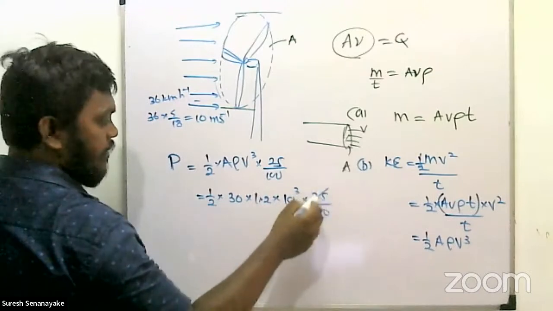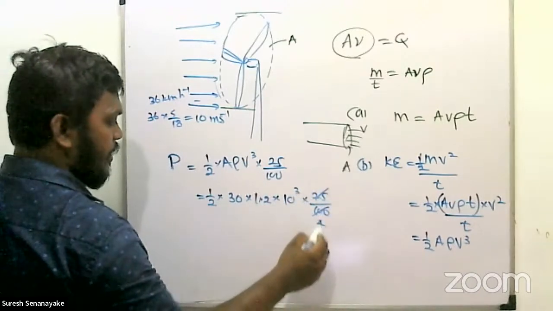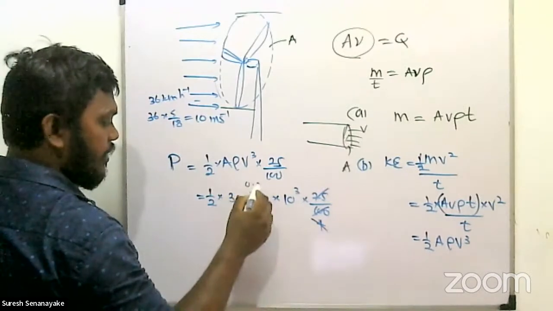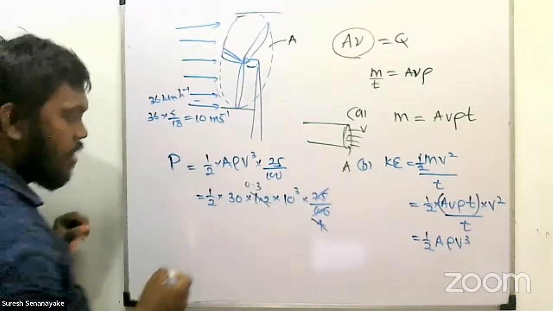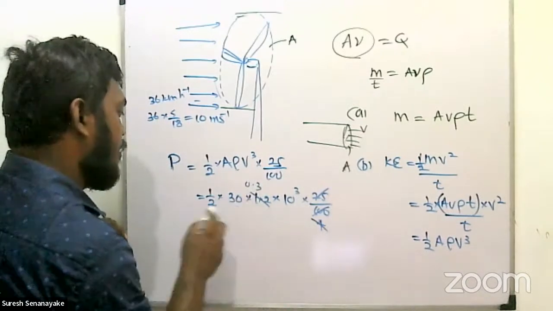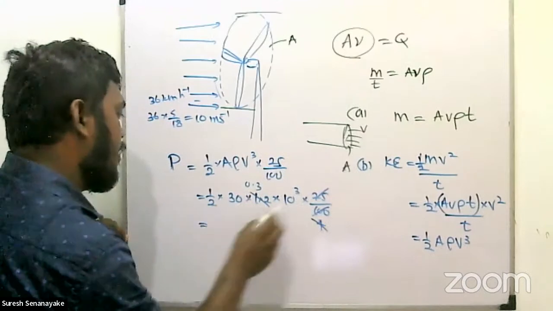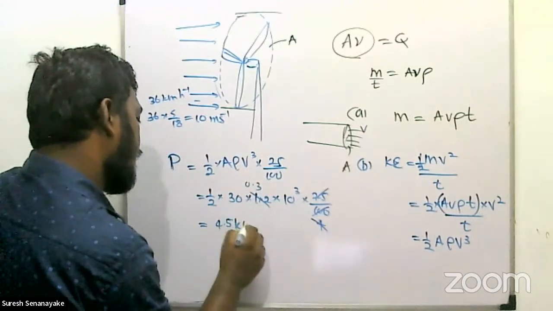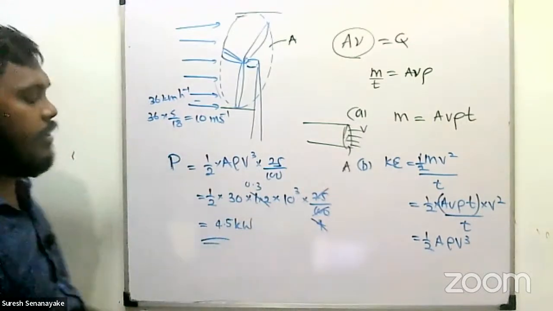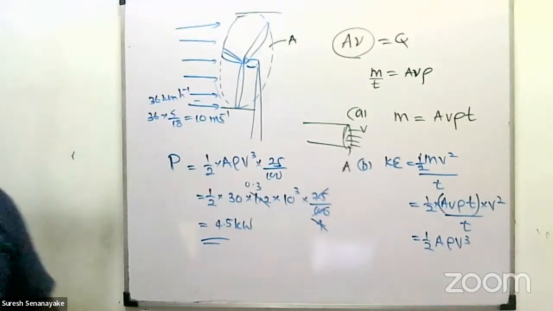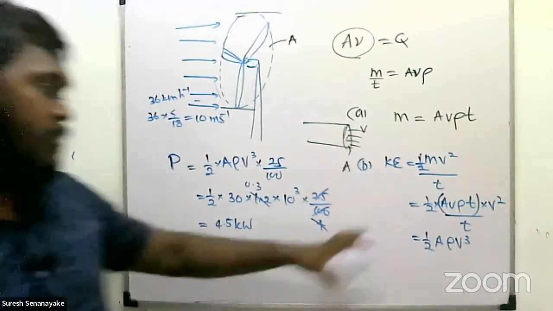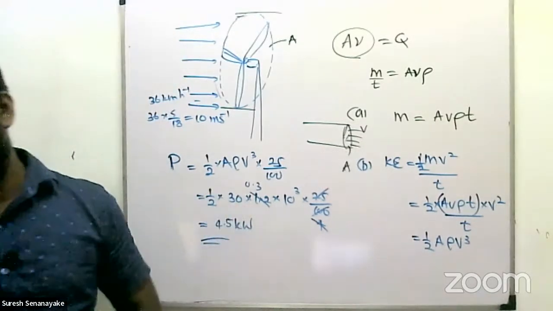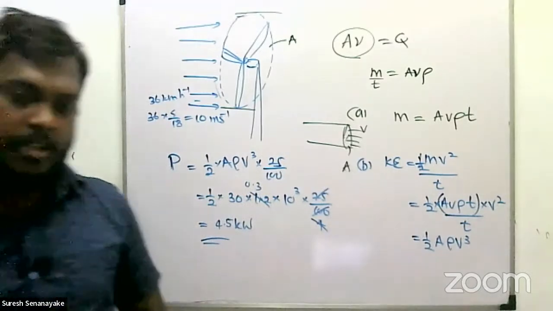And then 25 over 100 is 1 over 4, so the 4 cancels, leaving 0.3 times 10 cubed times 1.5, which is 4.5 kilowatts. This is the electric power generated. That much of the energy is converted to electricity, because 25% efficiency was given, right?